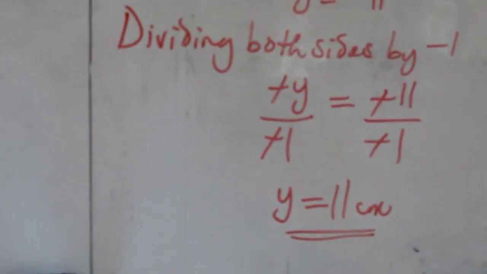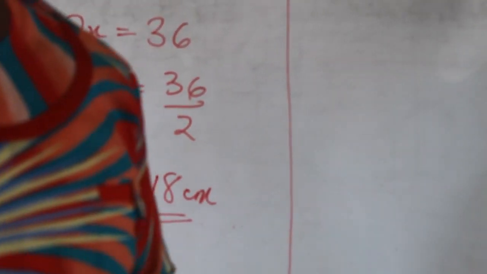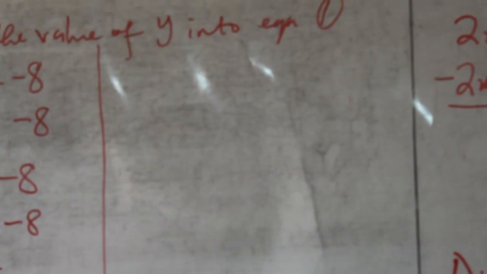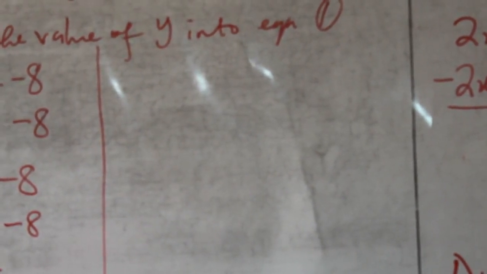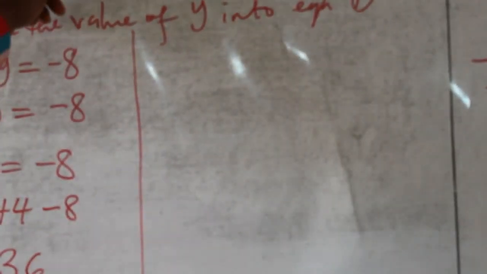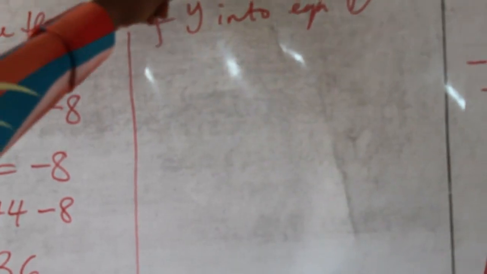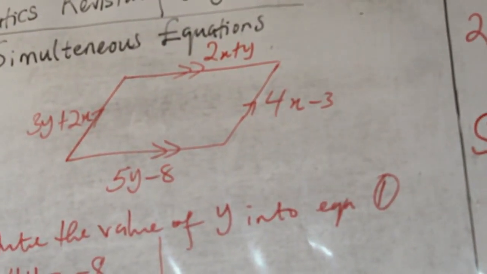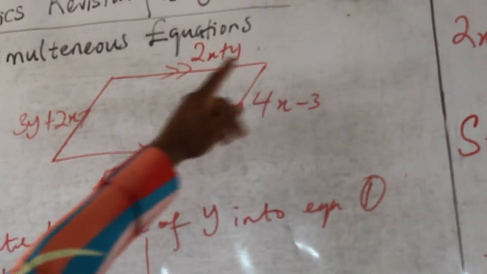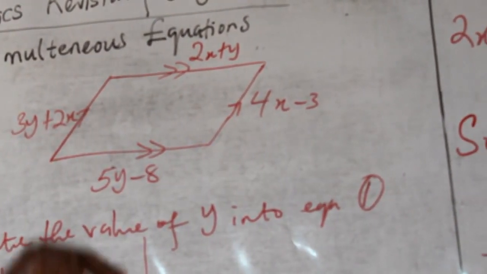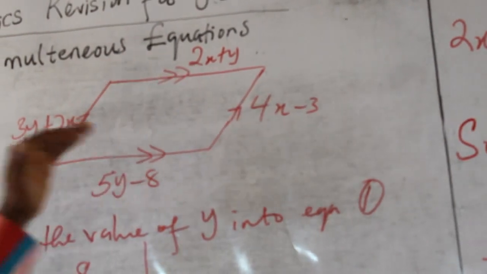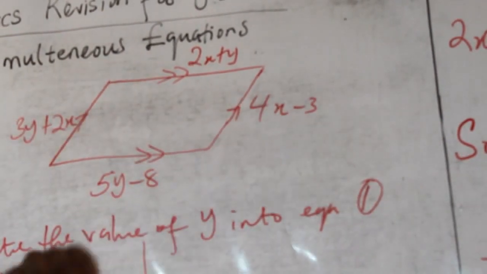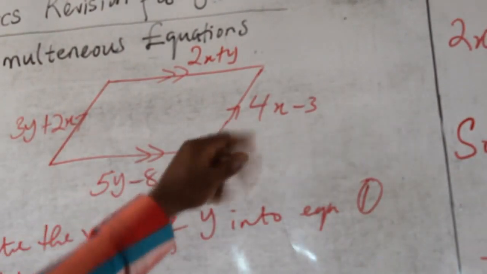The next step in the question says we should find the perimeter of the parallelogram. And finding the perimeter of the parallelogram is simply summing the lengths of the four sides of the parallelogram. Okay? Since this is equal to this and this is equal to this, we can simply pick any one.